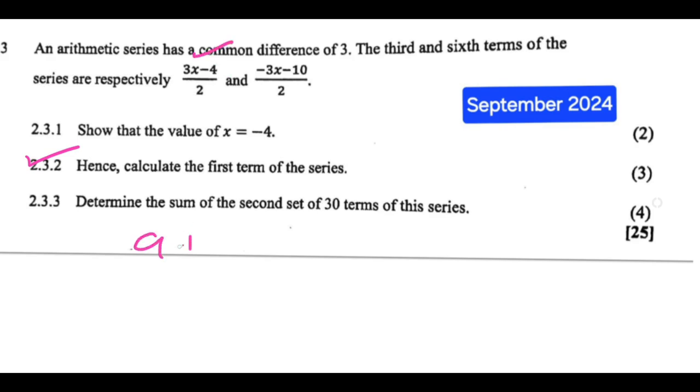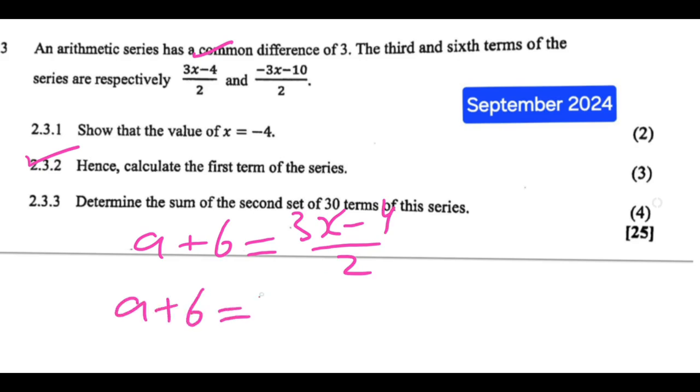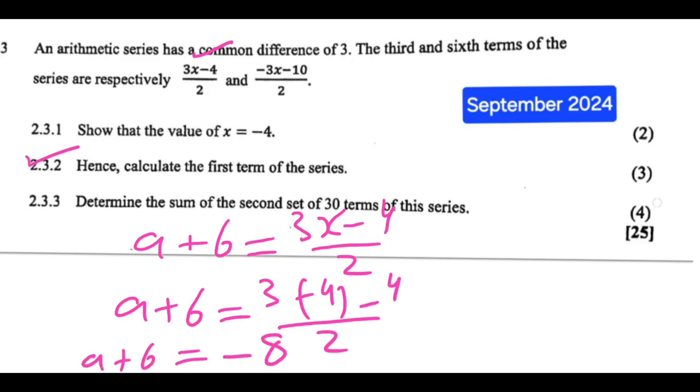So the a plus 6, remember we have equation number 1 is equal to (3x - 4)/2. So put the x value. So the a plus 6, x is negative 4, over 2. So I'm going to use my calculator. So this is going to be a plus 6. I simplify this side, is equal to negative 8. So therefore a is going to be equal to negative 6. Pull over this side become negative 6. The answer is negative 14. So the first term is negative 14.